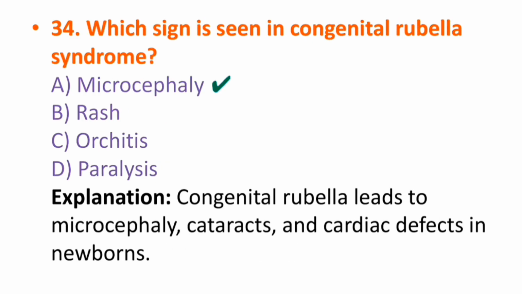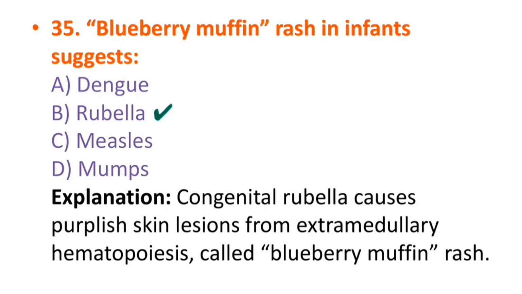Which sign is seen in congenital rubella syndrome? Option A microcephaly, option B rash, option C orchitis, option D paralysis. The correct answer is option A microcephaly. Congenital rubella leads to microcephaly, cataracts, and cardiac defects in newborns.